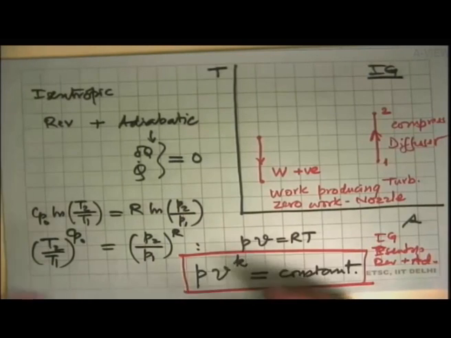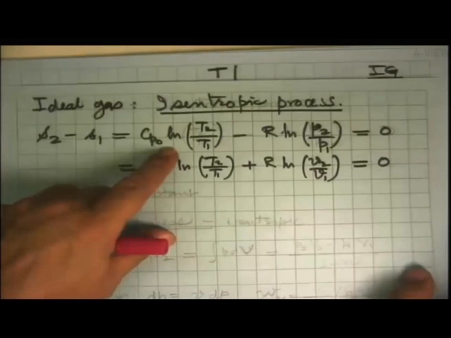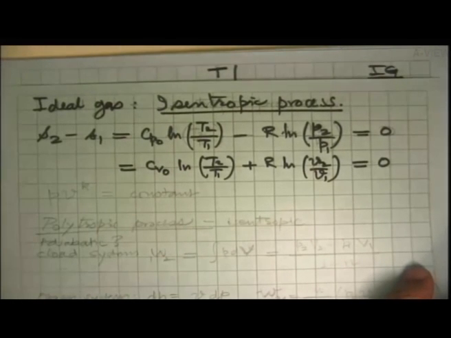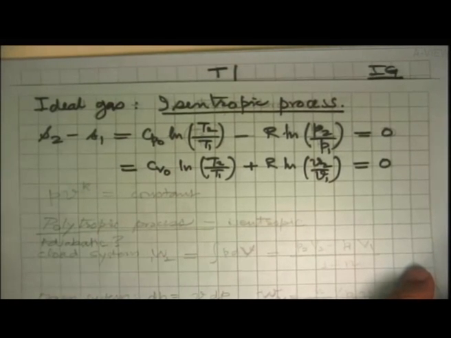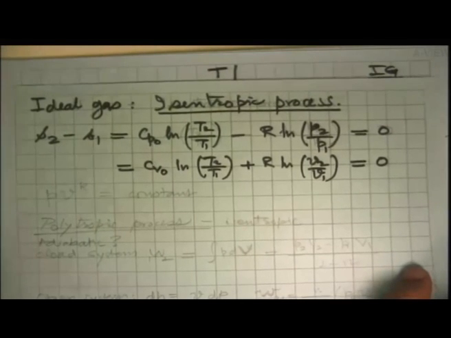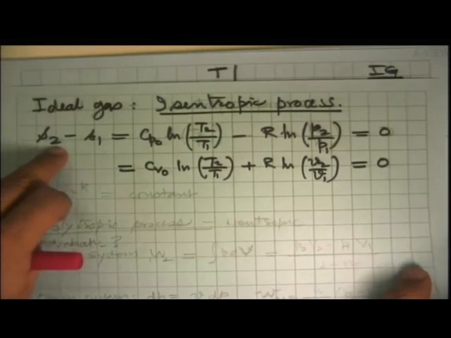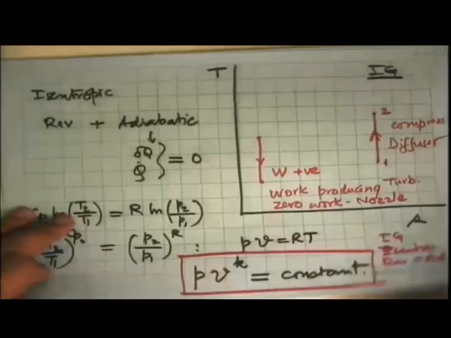And if you look at the origins of where this equation came from, we got the definition of specific enthalpy, which came from the first law of thermodynamics. Then we exploited the second law of thermodynamics. Okay, so PV to the power K equal to constant.